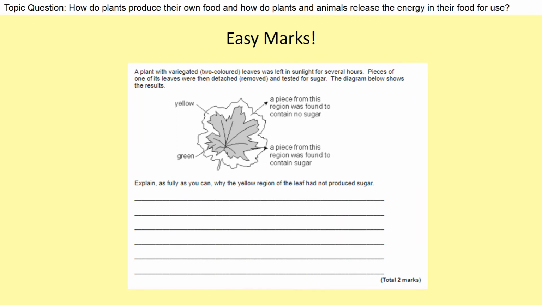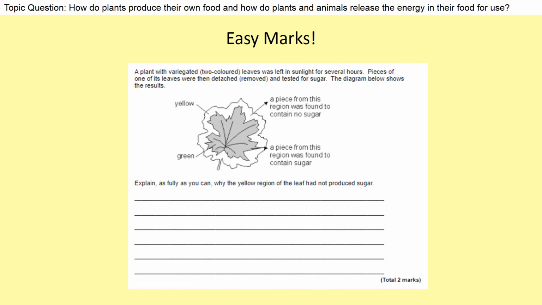Let's have a look at how that might come up in an exam question then. This first one is thinking about this variegated leaf. So it's variegated, it's got some part of it that's green, some part of it that was yellow. And what they did, they tested it to see which parts of the plant leaf had sugar that had been produced. And they found that the green area did, but the yellow area didn't.